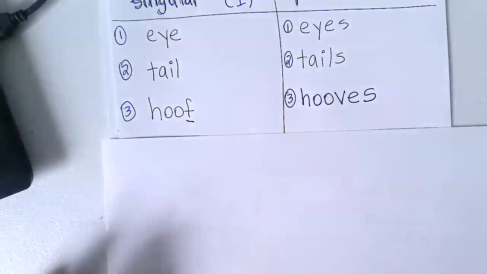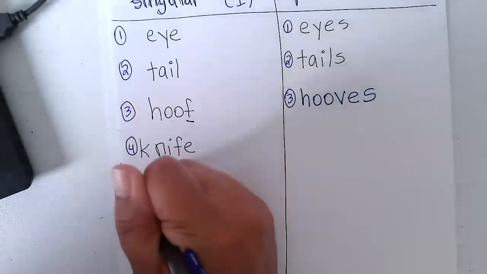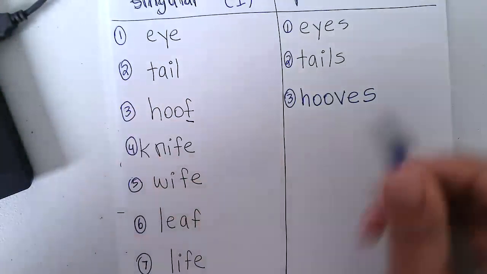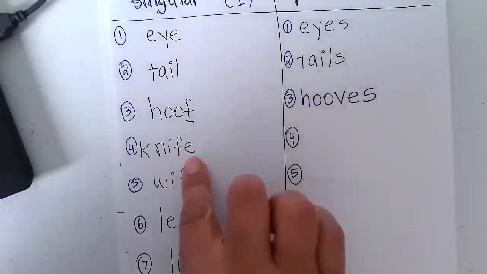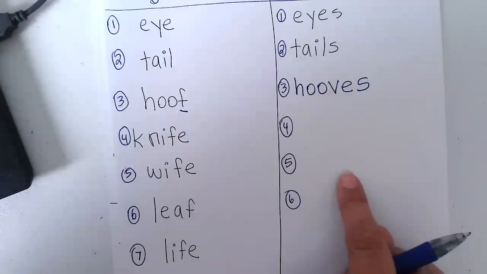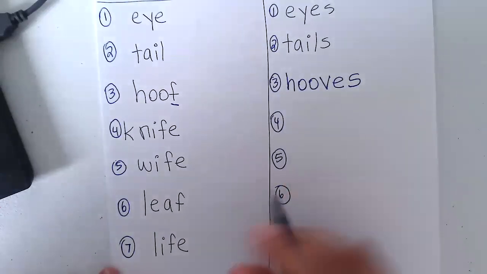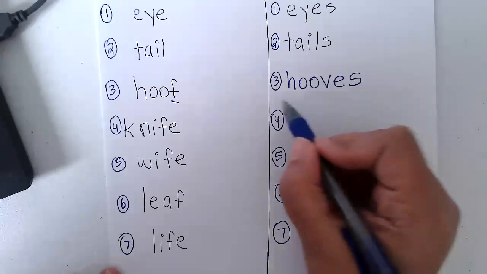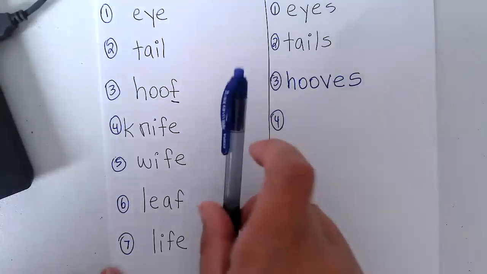Okay. I want you to do the following words using that same rule by yourself. We have knife, we have wife, we have life. Kind of rhymes, doesn't it? I want you to make knife, knives. I want you to make wife, wives. I want you to make leaf, leaves. And I want you to make life, lives. Okay, go ahead and try to follow the rule you saw here. And don't worry if it's wrong, you could always fix it later.